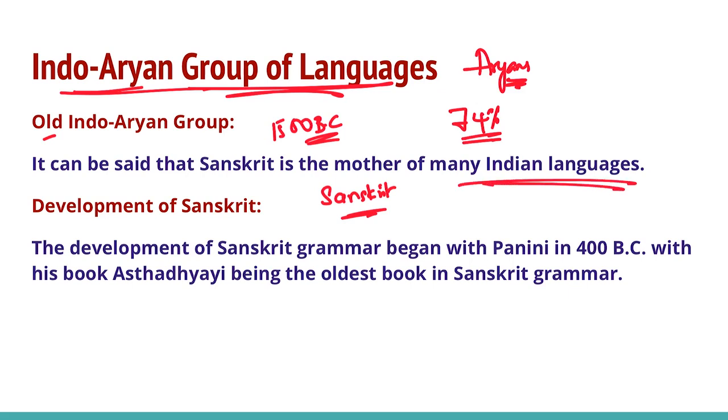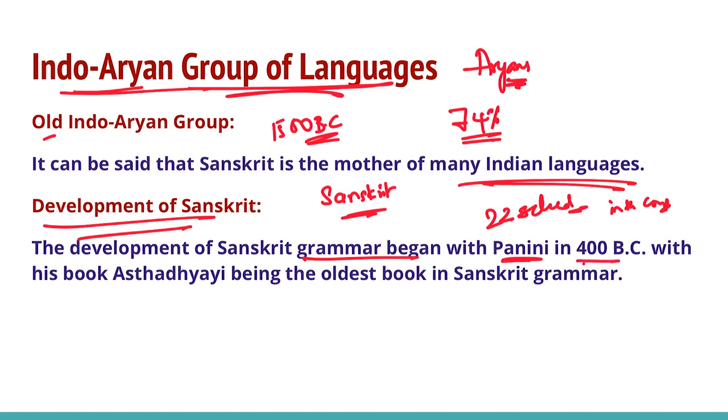The understanding of the diversity and richness of our culture has been possible all because of the development of the Sanskrit language during those times. It is the most ancient language of our country, and it is one of the 22 scheduled languages listed in the constitution. Development of Sanskrit: the development of Sanskrit grammar began with Panini in 400 BC with his book called Astadhyayi, which is the oldest book on Sanskrit grammar.